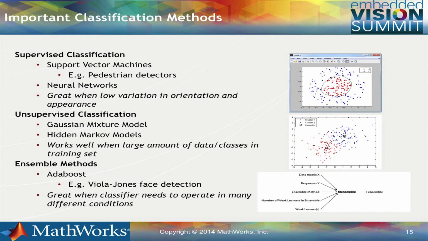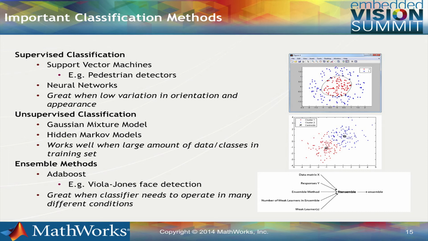And the last method is ensemble methods. The most popular ensemble method is AdaBoost, which was used to train the Viola-Jones face detector, which is one of the more popular object detectors, and it's one of the most robust. It was probably the first detector really to gain attention because it worked fast and it worked well for face detection.